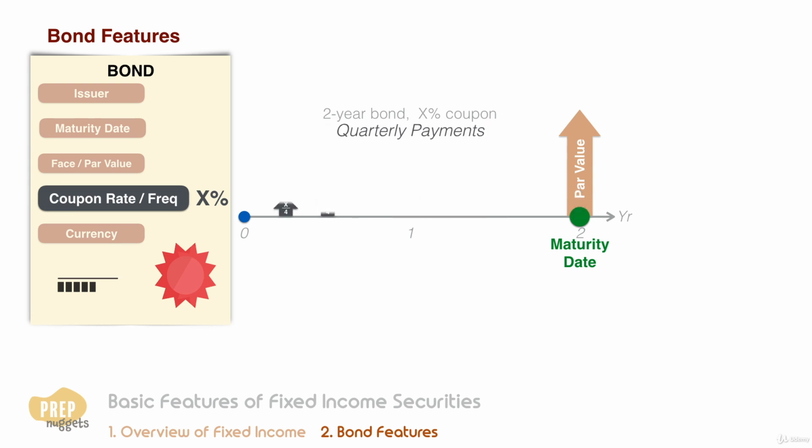There are bonds which make quarterly payments or even monthly payments. The most common, however, is semi-annual payments.